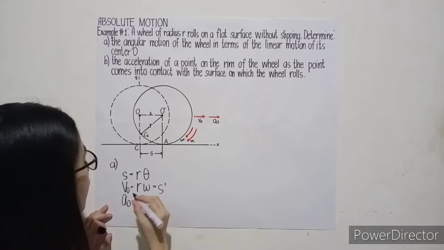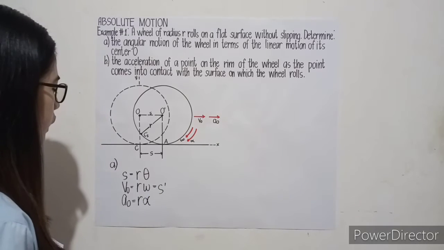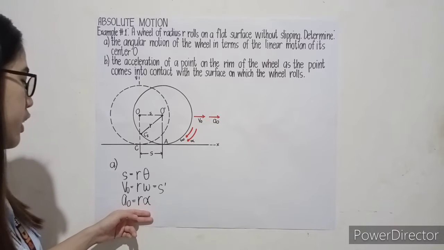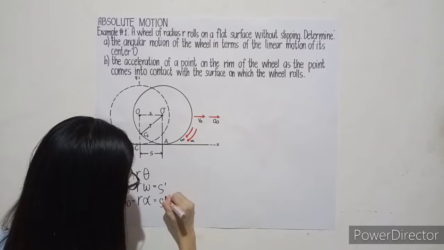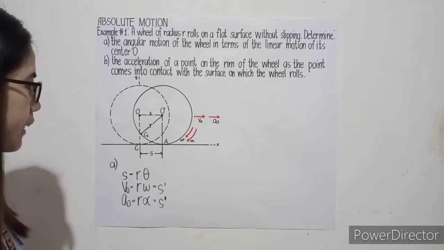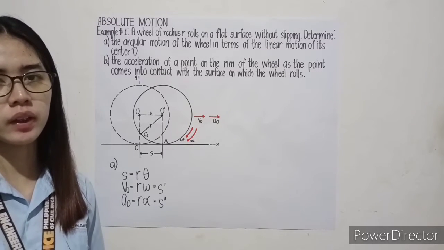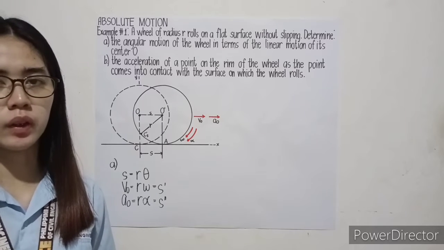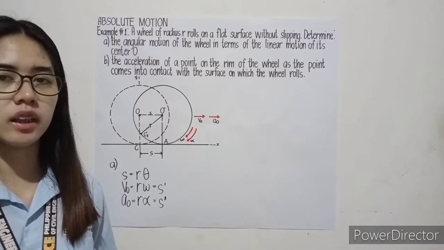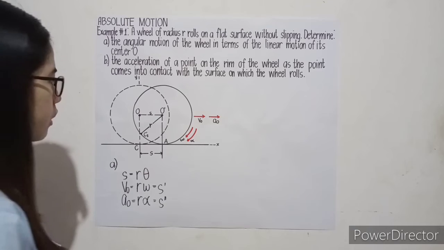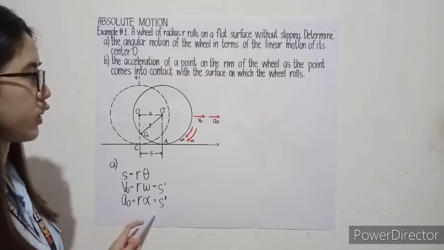And then, by getting the acceleration, we have r multiplied by the angular acceleration, and it is also equal to the second derivative of the position s. So in this problem, we don't have any given values, therefore our final answer is in terms of variables. So in letter A, this is our answer.